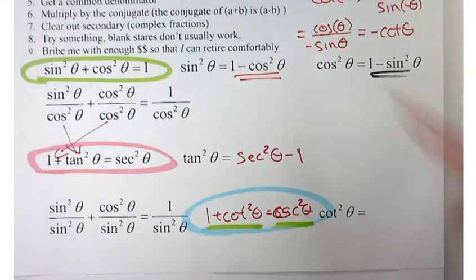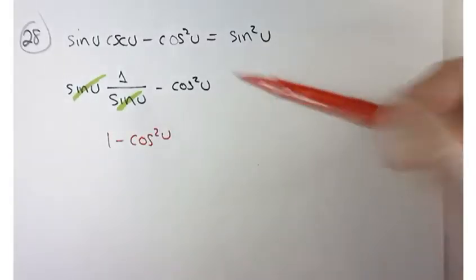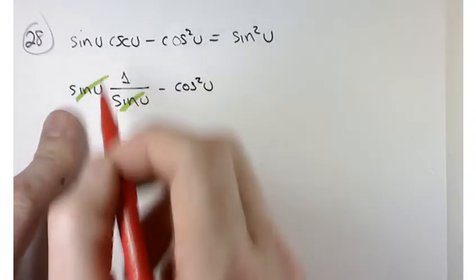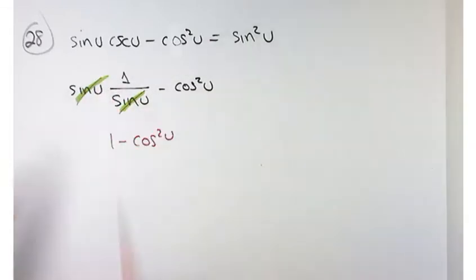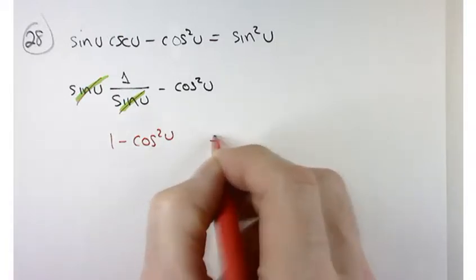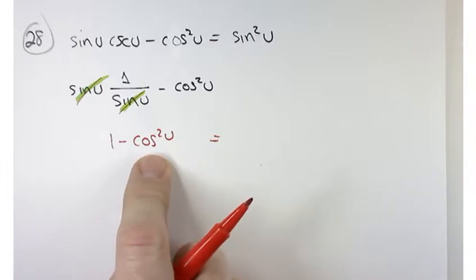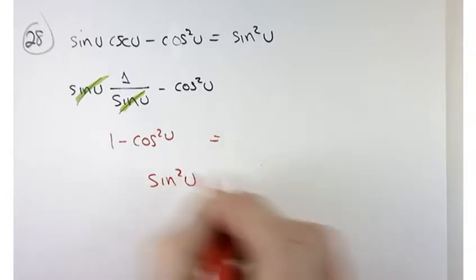We spent a little time deriving that, but unfortunately the video got lost. So let's pick it up with problem 28. We decided we were going to write everything in terms of sines and cosines, and it was a good decision because the sine term disappeared. We're left with 1 minus cosine squared. What's 1 minus cosine squared equal to? Sine squared. Woohoo! Sine squared of u.